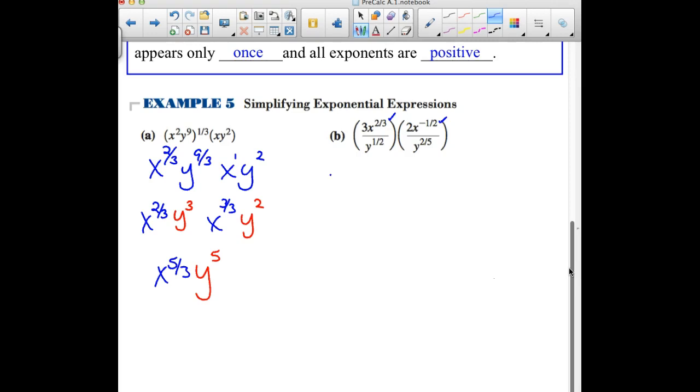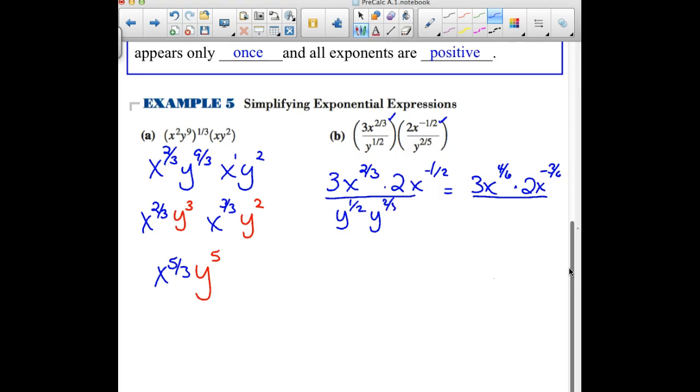Looking at the top, we have 3x to the 2/3 times 2x to the negative 1/2. How can we rewrite those to have a common denominator? We'd have to convert them to 6's. So we can think of this as 3x to the 4/6 times 2x to the negative 3/6. In our denominator, we had y to the 1/2 and y to the 2/5. We need to get common denominators there. We could use a 10. Y to the 5/10 would be the same as 1/2, and y to the 4/10 would be the same as 2/5, which gives us the 3 here times the 2 would be 6.